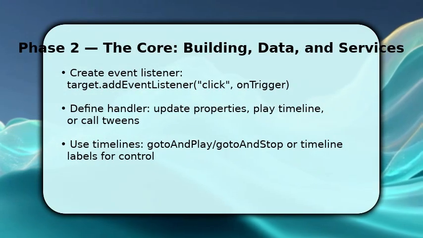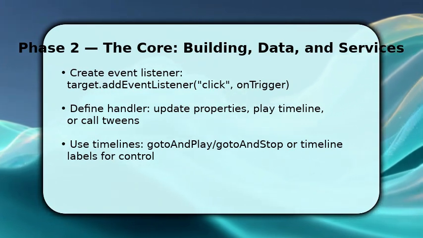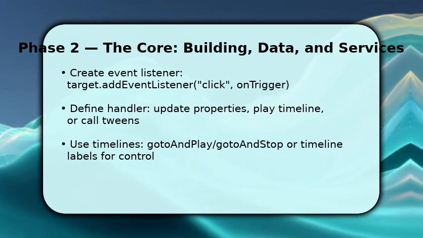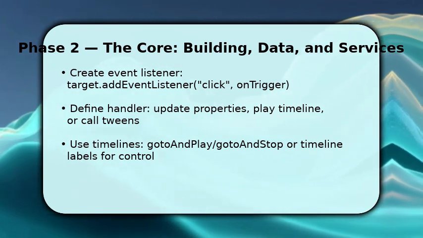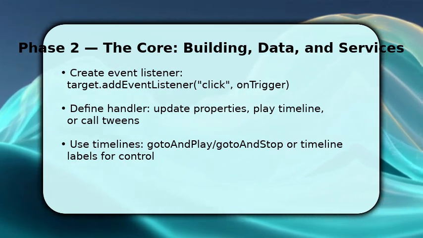Now implement the trigger. Attach an event listener to the instance, for example, target.addEventListener("click", onTrigger). In the handler, change properties or start tweens. For timeline control, use gotoAndPlay(label), or gotoAndStop(frame).